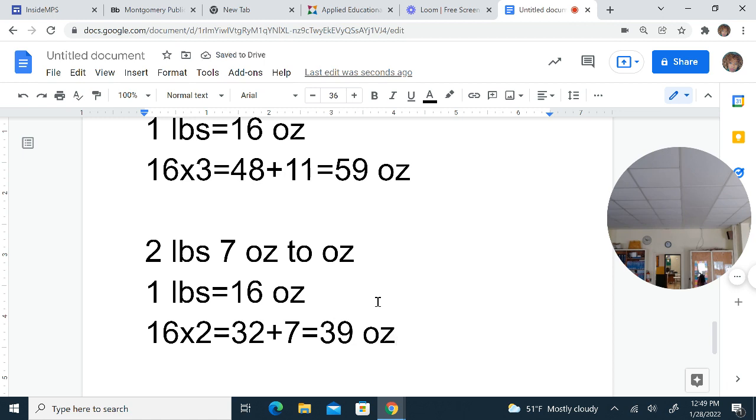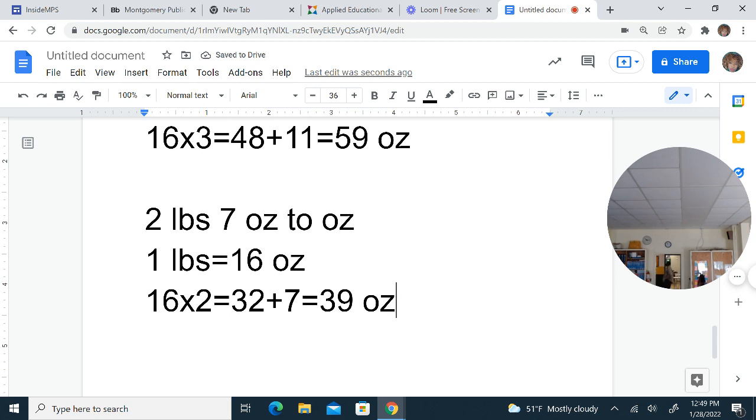All right. So you got 2 pounds, 7 ounces to ounces. We know our 1 pound equals 16 ounces. So you'll take your 16 times your 2 pounds, which is going to give you 32, plus 7 from there, it's going to give you 39 ounces.